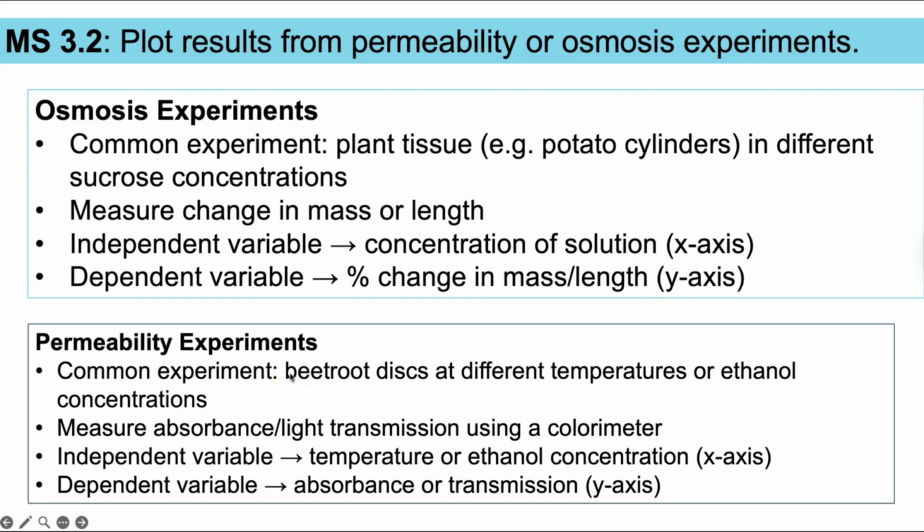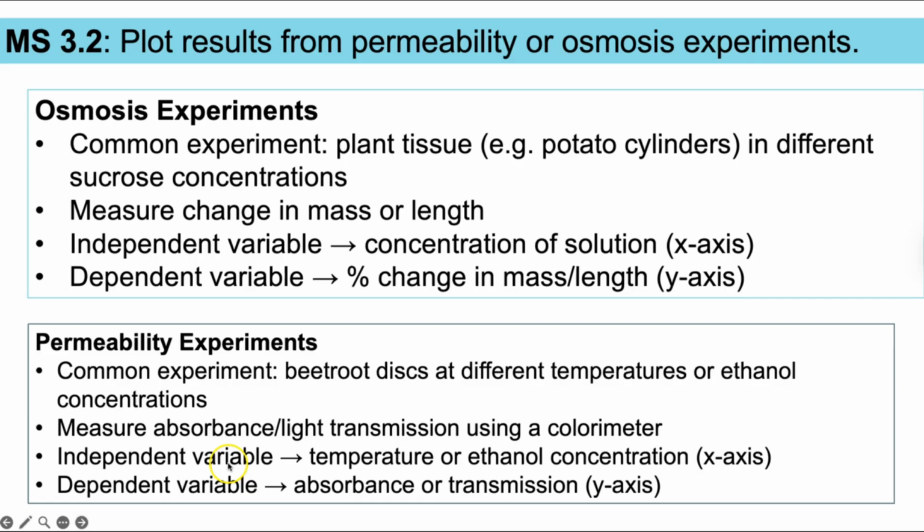The permeability experiments, so this would be your beetroot discs, maybe at different temperatures or in different solvents or different concentrations of solvent. And what you'd be measuring is how much pigment is in the solution after a set amount of time. And you could do that using a colorimeter, so you get a numerical value or quantitative rather than just subjective, describing how dark the purple colour of the pigment from beetroot is.